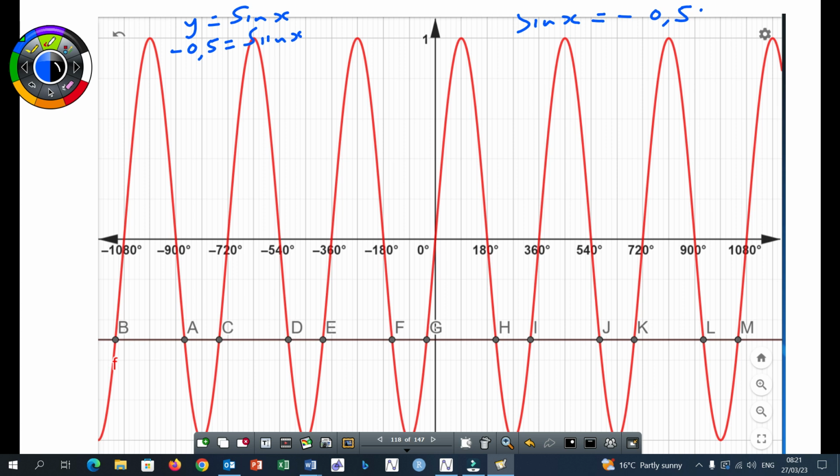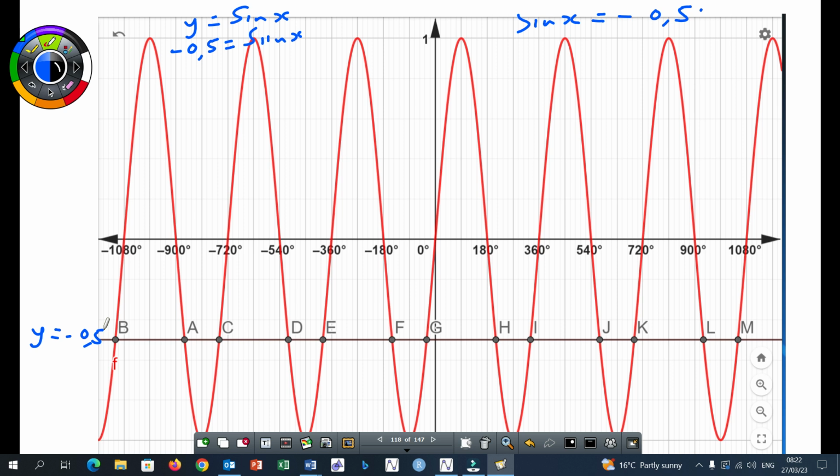Okay? Because here I made it a little bit easier for you to see. This is a horizontal line. The line is y equal to minus 0.5. So where this line intersects with the sine graph, that's where you've got the solutions. So we've got 13 of them. Does it mean that we only have 13 solutions overall? No. We have an infinite number.